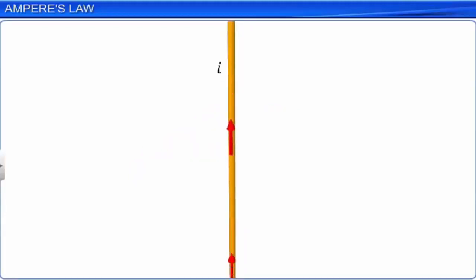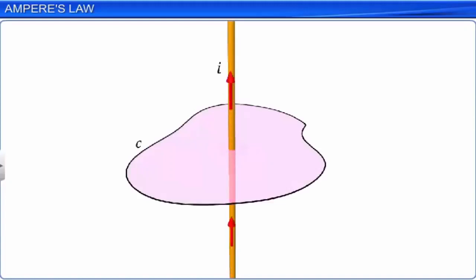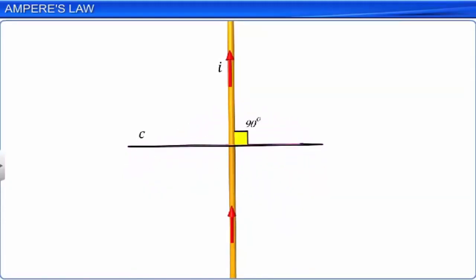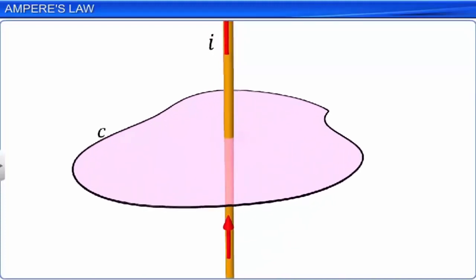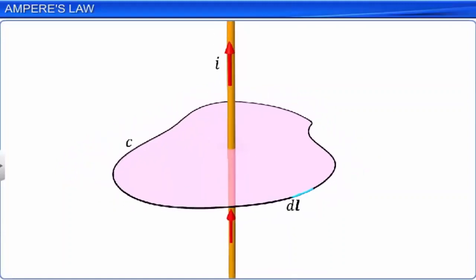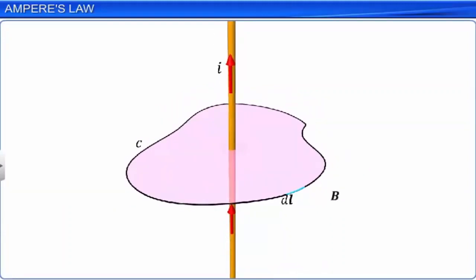Consider a closed loop of any arbitrary shape around the conducting wire in a plane perpendicular to the plane of the conducting wire. Consider a small element of length dl on the boundary of the closed loop. B is the magnetic induction due to the current I passing through the conductor at the small element of the closed loop. The direction of the magnetic field at the small element can be found by using the right-hand thumb rule.